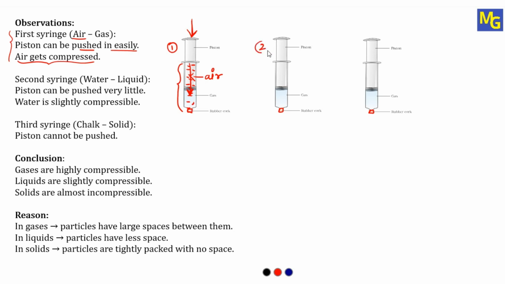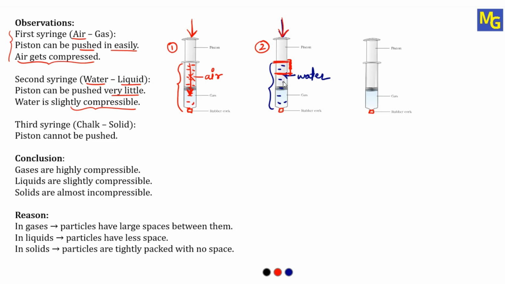Now what about the second syringe? In second syringe, what do we have? We have here water. Remember, don't forget, this whole portion is filled with water and there is a rubber cork at the bottom. Now we are going to press this piston. See what happens now? Second syringe, which is having water, water is nothing but liquid state. Piston can be pushed very little. Water is slightly compressible. So when you press this piston in case of second syringe, it will not get completely pushed down. Little bit. It may move till here, like this. So this is the distance which has been moved with the help of this piston.